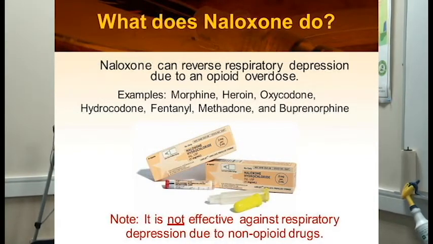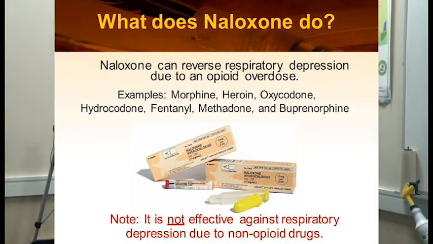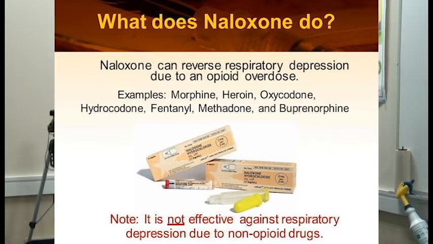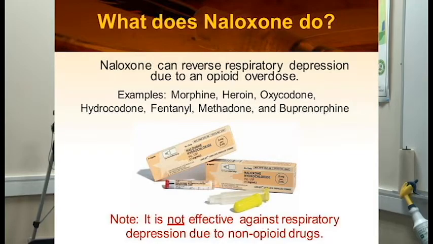What is it used for? NarCan or naloxone is used to reverse respiratory depression from opioid overdoses. It's not effective against any other medications, essentially. The way it's designed to work, it just doesn't work for respiratory depression caused by anything besides opioids.